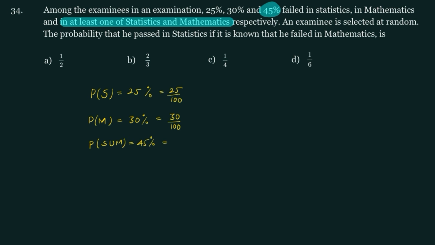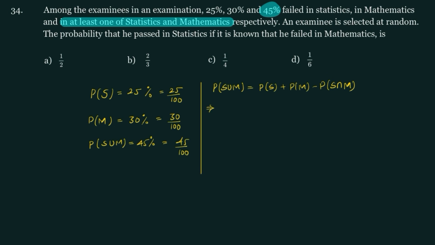See, they are saying at least, okay? So that's why I'm using the union sign. If the question had said both in mathematics and statistics, then I would have to use intersection. So 45% means 45 out of 100. Now, since we know the values of P of S, P of M and P of S union M, we can find the value of P of S intersection M. P of S union M is probability of S plus probability of M minus probability of S intersection M.